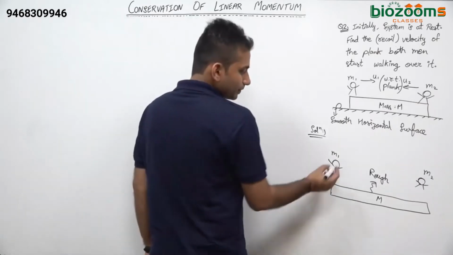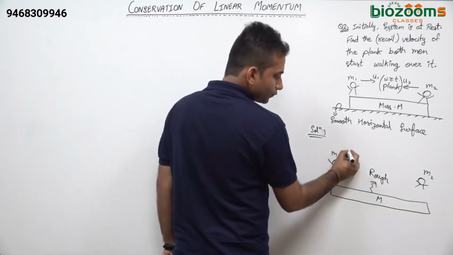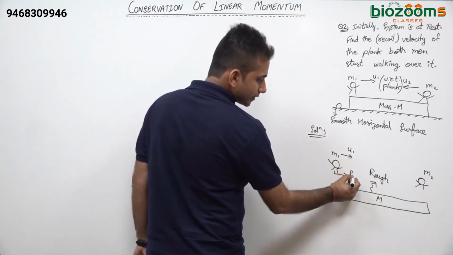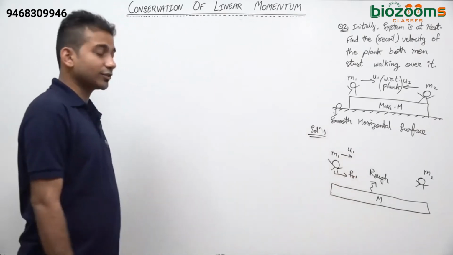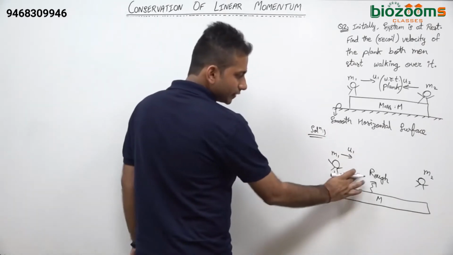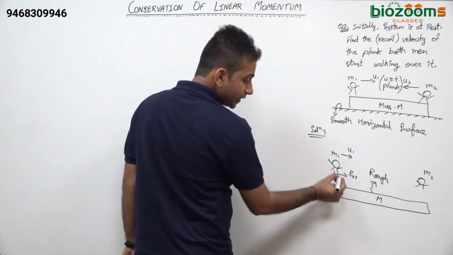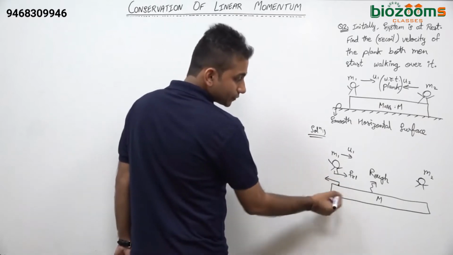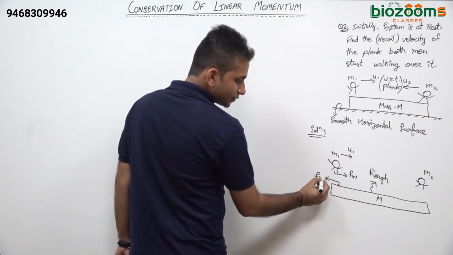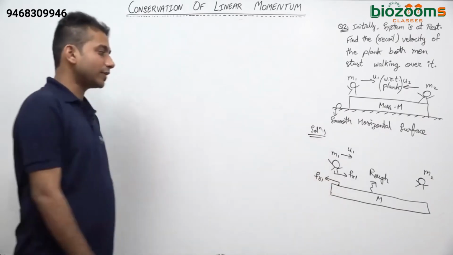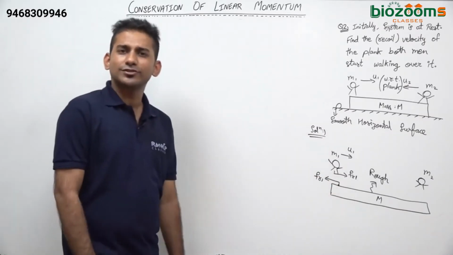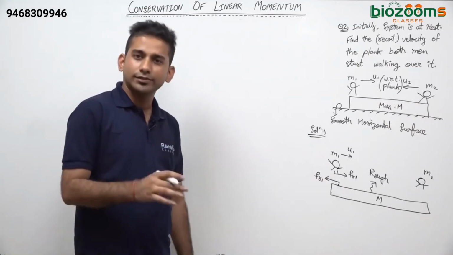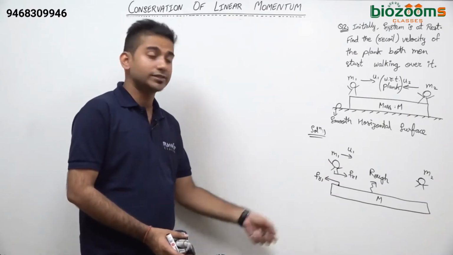Fine. So if this man wants to move forward with velocity u1, the direction of the friction force acting on his feet is forward, supporting his direction of motion. Let's call this force Fr1. Then definitely, due to the motion of the M1 mass man, the direction of the friction force acting on the plank will be in the backward sense, towards the left, and it will be the same as Fr1. Newton's third law: for every action there is an equal and opposite reaction, and if some friction is applied by the plank on the man, the same magnitude friction will be applied in the opposite direction by the man on the plank.